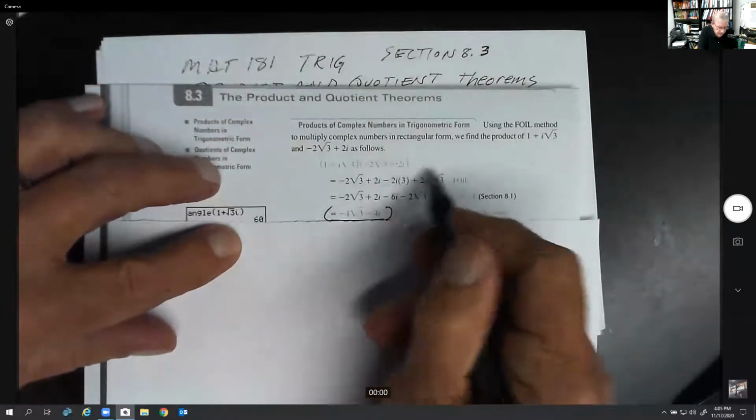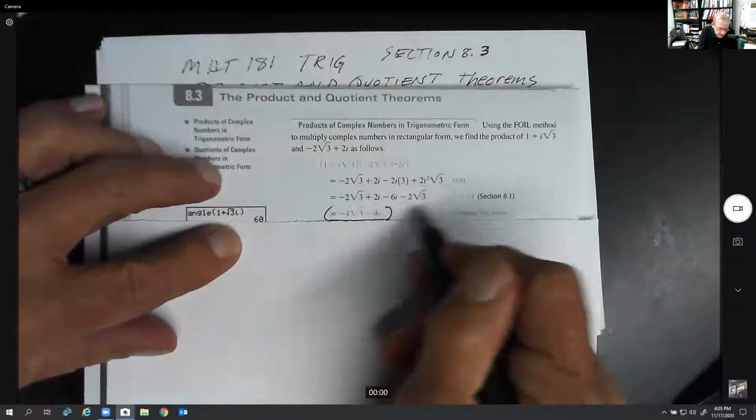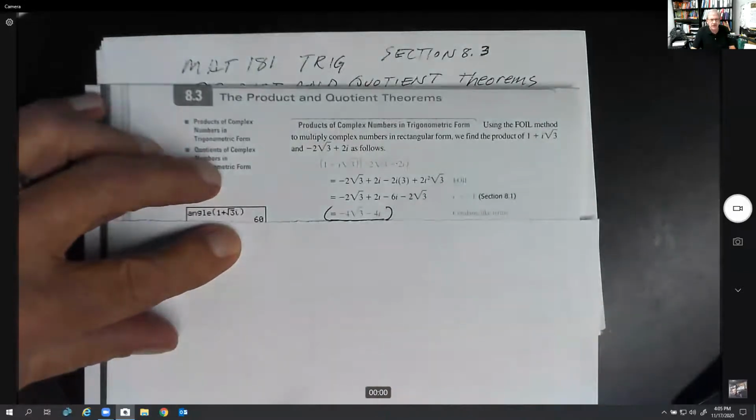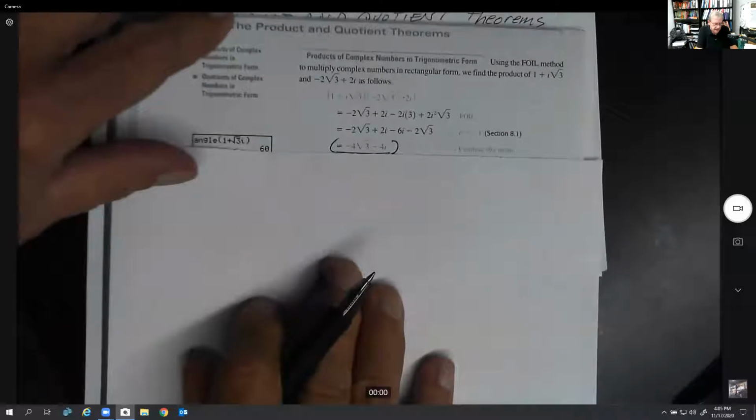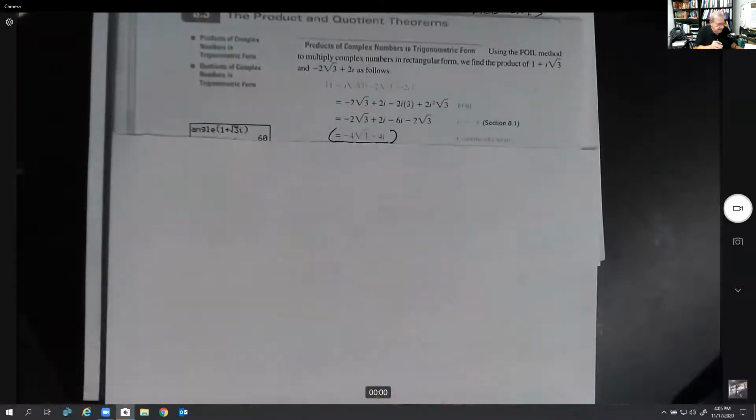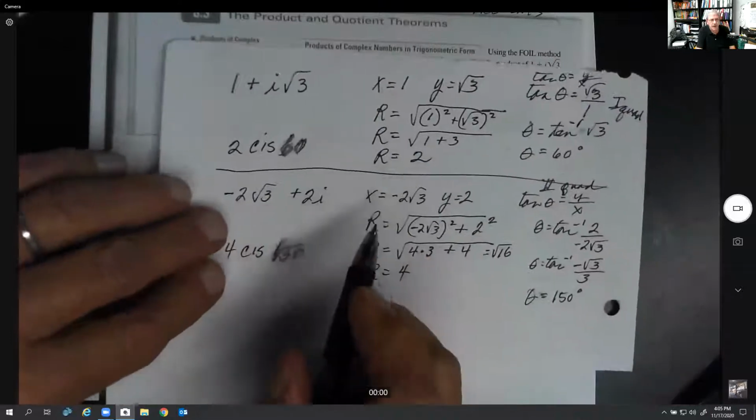Right now, they're in rectangular form, and this would be the solution in rectangular form. And we're kind of familiar with doing a FOIL and handling i squared and all that kind of stuff, but we had done that back in 8.1. But we want to look at this now in polar form. So what I did is I took the two problems.